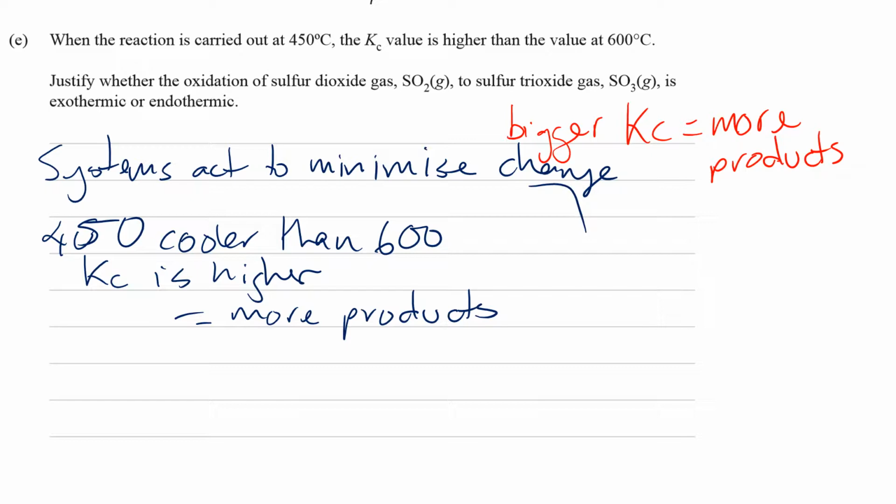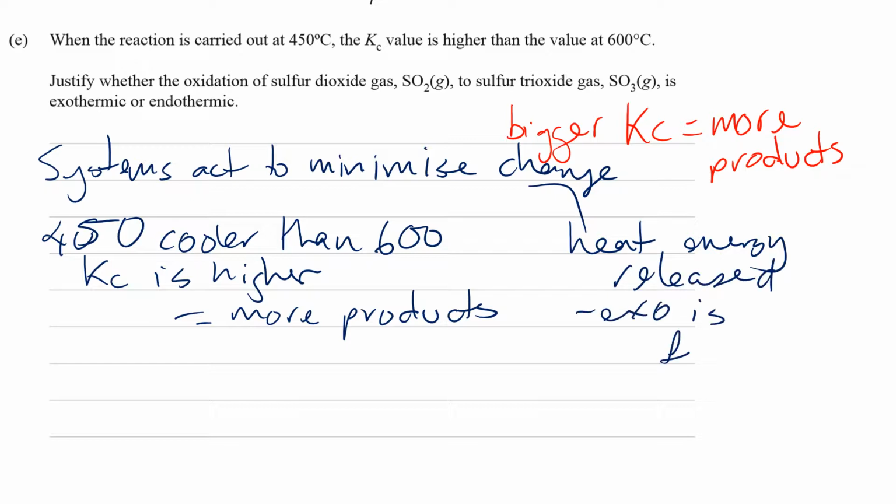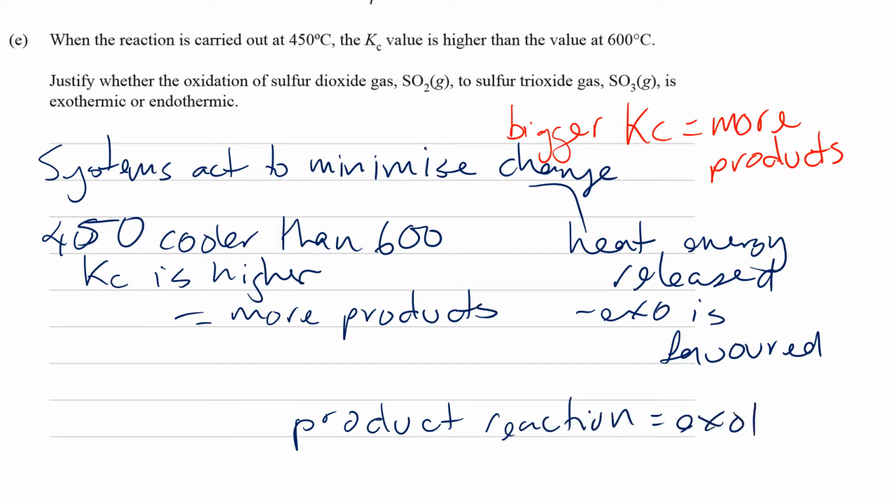Okay, minimising that change means that it is releasing heat energy. So that means heat energy needs to be released. So heat energy released, which means exo is favoured. And if more products are made by that exothermic reaction being favoured, that means that the product reaction or the forwards reaction, product reaction is exothermic.